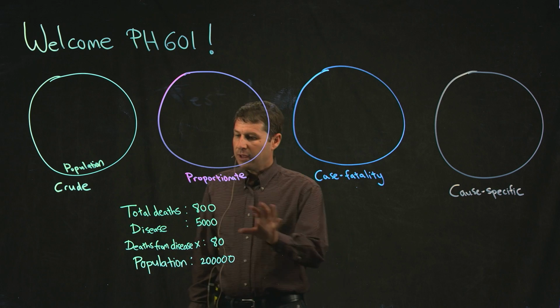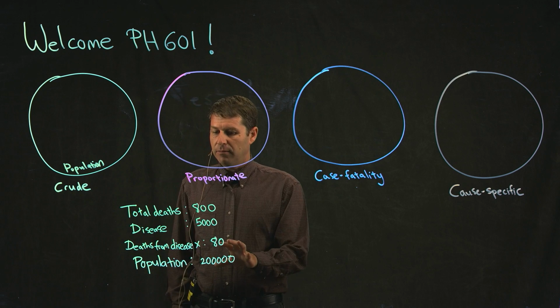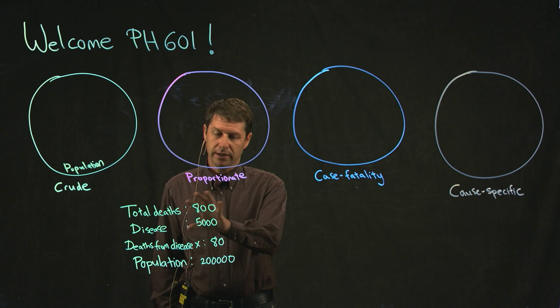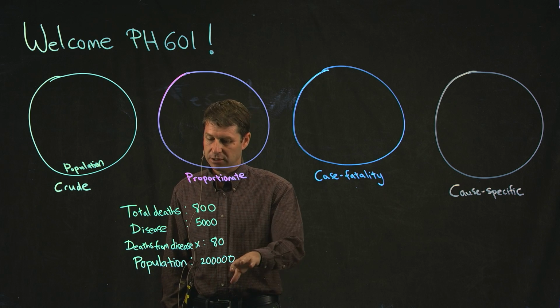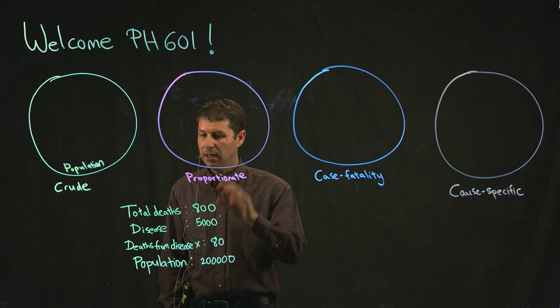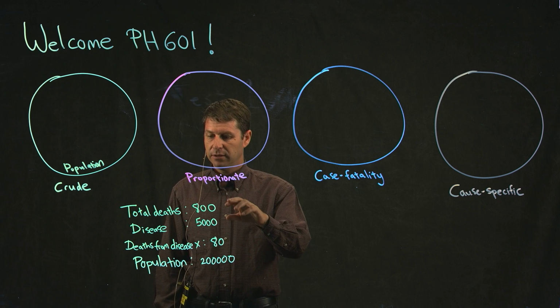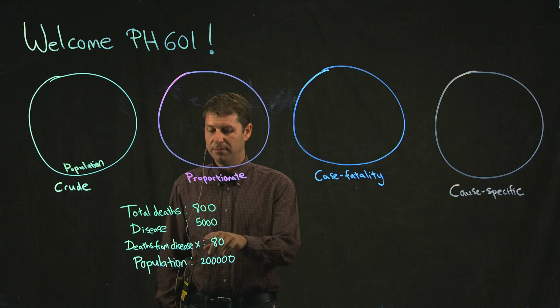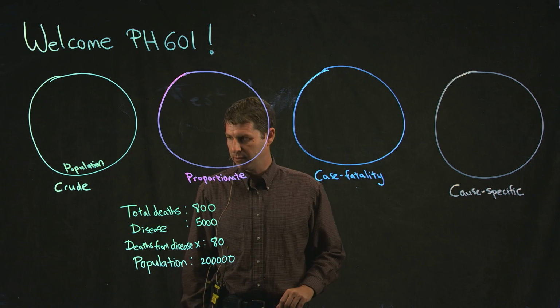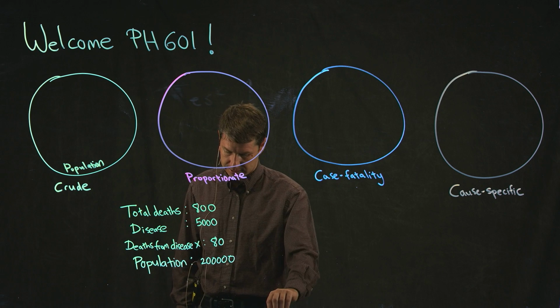So the other thing I've written here is a sample population and world that we're going to examine, where we have an underlying population, actually starting at the bottom, of 200,000 people. Total deaths of 800, diseased individuals of 5,000, and deaths from a particular disease X, 80. Okay, and we'll use those numbers as we go through this.